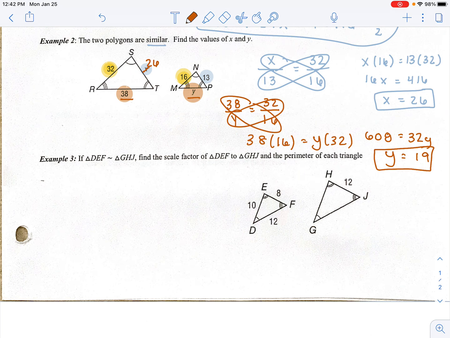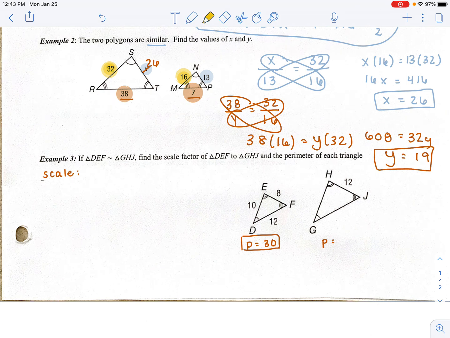All right, this one says, it's telling us that these triangles are similar. Find the scale factor of DEF to GHJ and find the perimeter of each triangle. So I have to do a couple different things here. So if we're looking at this, we can already find the perimeter of this triangle right here. The perimeter, if I add up 10 plus 12 plus 8, would be 30. Now the issue for this perimeter over here is we don't know all the sides. We are only given one side. We've only been given that 12. So let's find our scale factor first.